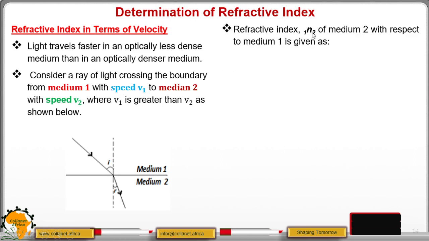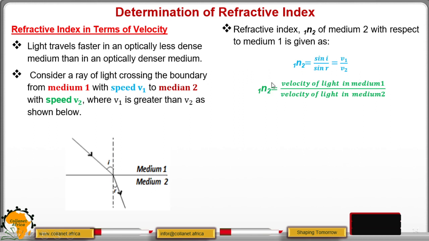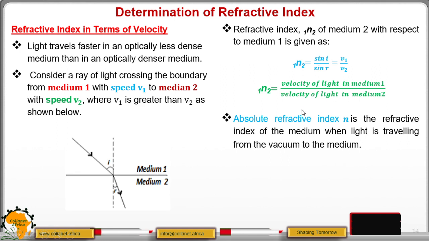Now, the refractive index of medium 2 with respect to medium 1 will be given by sine i divided by sine r, which is the same as v1 over v2. In other words, the refractive index of medium 2 with respect to medium 1 is equal to the velocity of light in medium 1 over the velocity of light in medium 2.